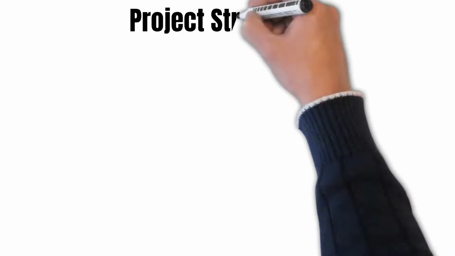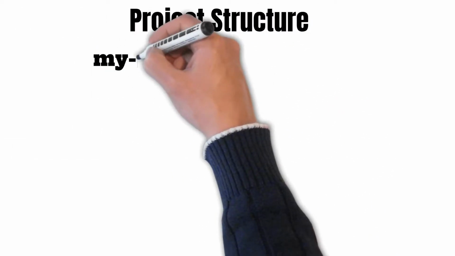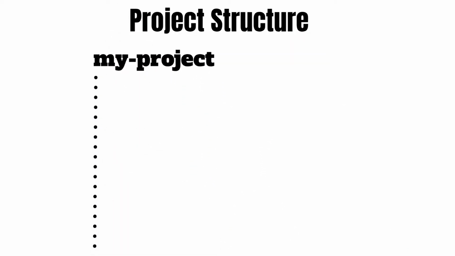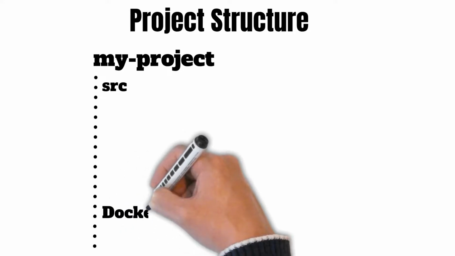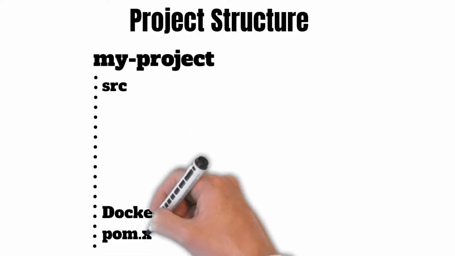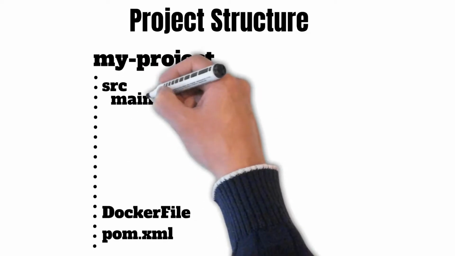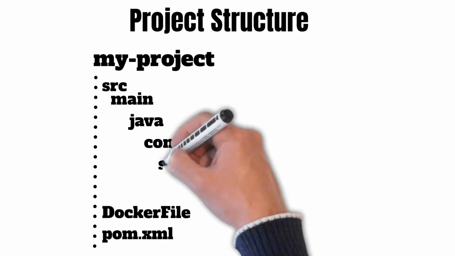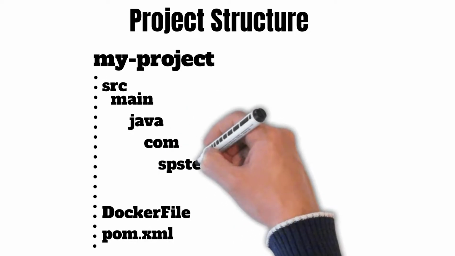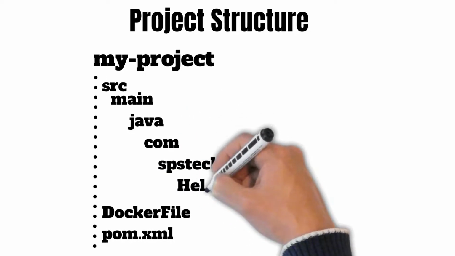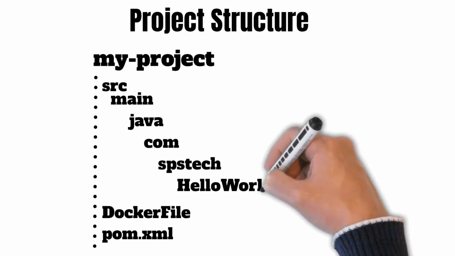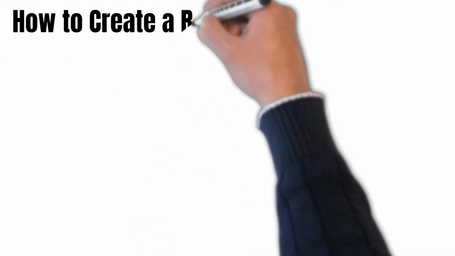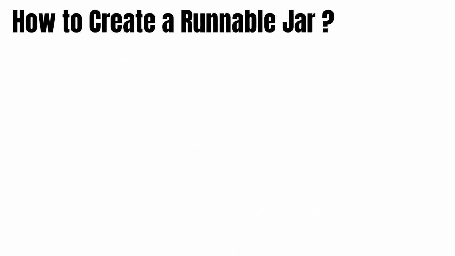Following will be the project structure for our project. Suppose the name of our project is myproject. Inside the myproject folder we'll have a src folder, the Dockerfile, and the pom.xml file. Inside the src folder we'll have subfolders called main, java, and then the package names like com, sps tech. This is the package name, and inside this we'll have our class HelloWorld.java.